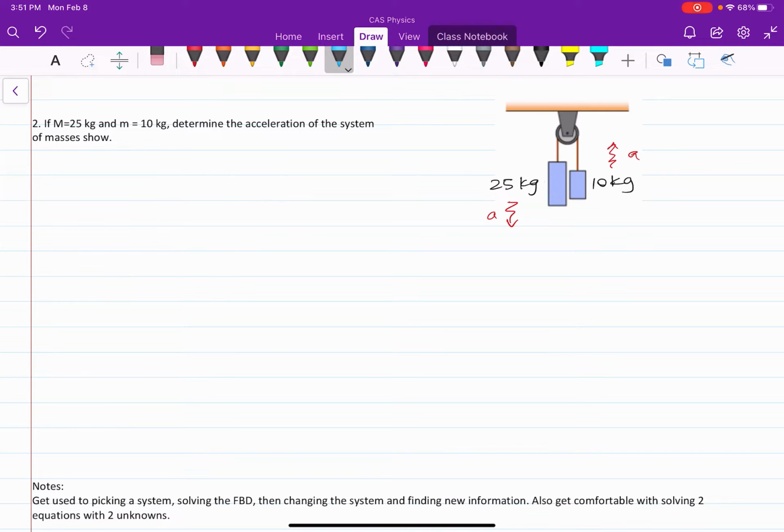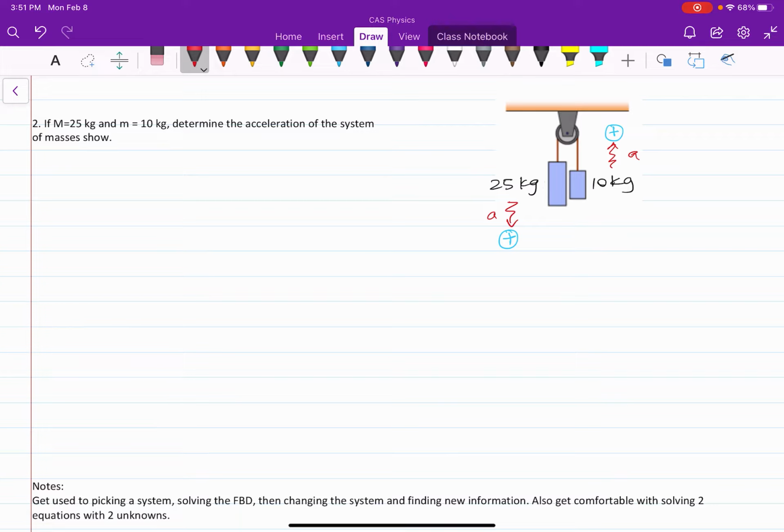So sticking with our convention, for this block we're going to make down positive, but for this block, we're going to make up positive. That might seem a little tricky, but follow through the problem with me, and I think it'll make sense as we go through it. So let's look at the forces acting on these.